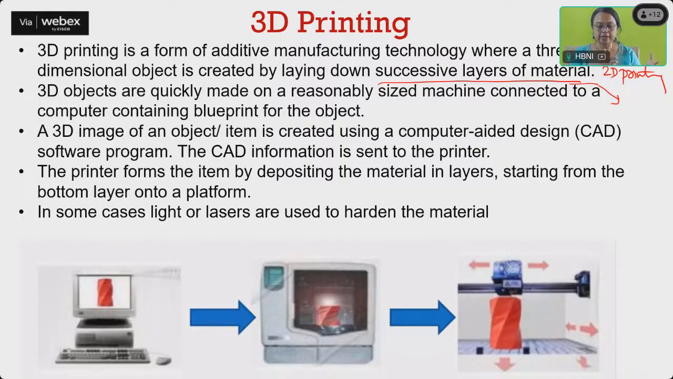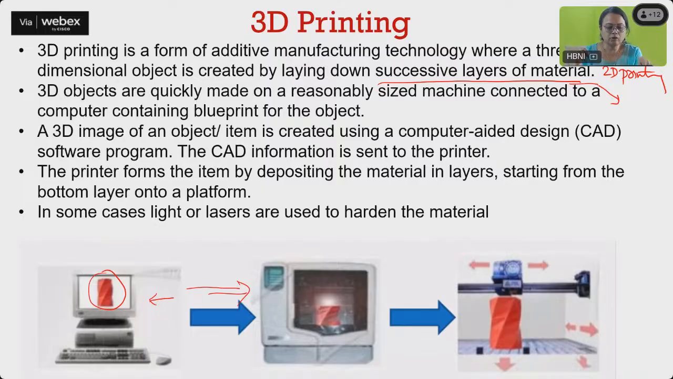Like in the case of 2D printing, you know what you want to type and what you want to put onto the paper. In 3D also you first have to make the drawing, all the 3D drawing of the material which you want to grow. So the 3D image of an object is created using a CAD, computer aided design software program, and this information is sent to your 3D printer. So we have got the design. In the computer I have made this design. Now I transfer this design to the 3D printer.